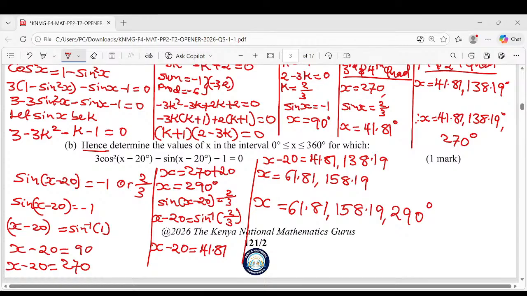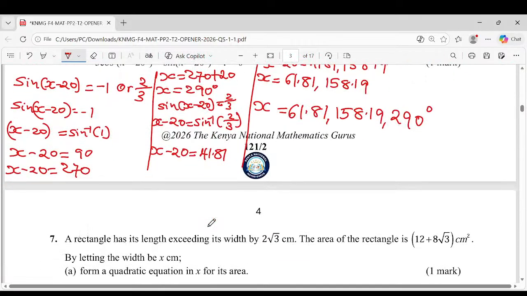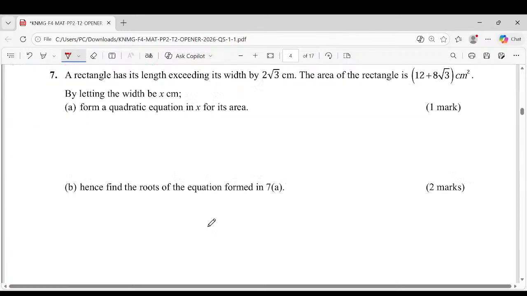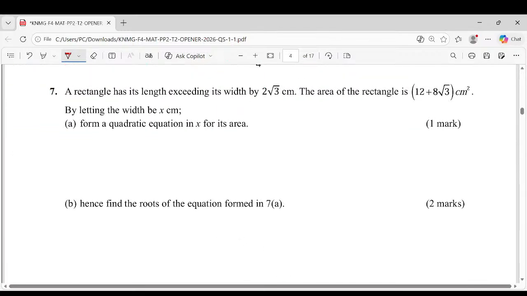Now let us go to the next question. That is question number 7 of our discussion.